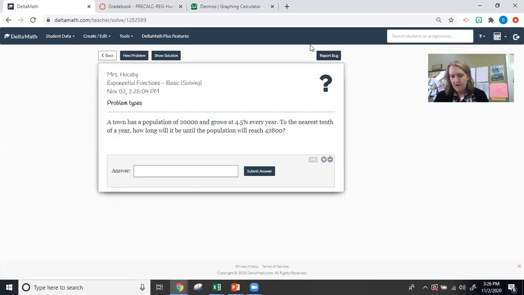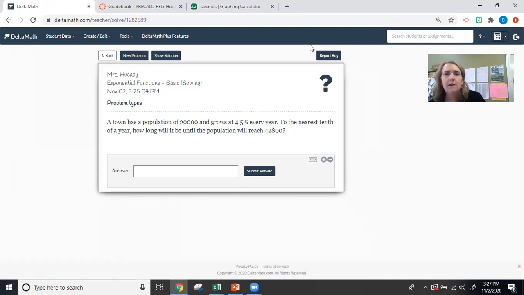Okay, today we are going to talk about growth and decay problems, exponential. So whenever you see an equation like this: a town has a population of 20,000 and grows at 4.5% every year. So grows, that is a key word.